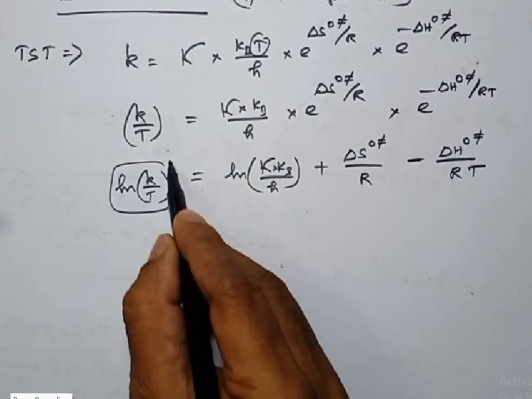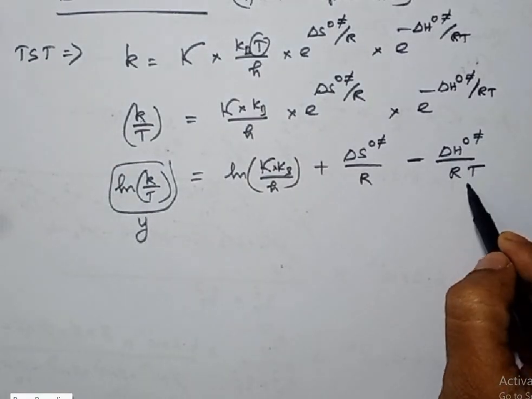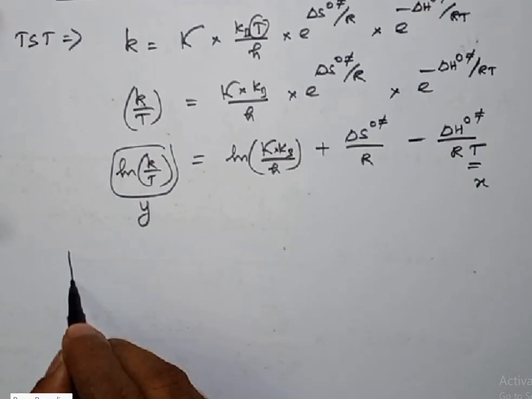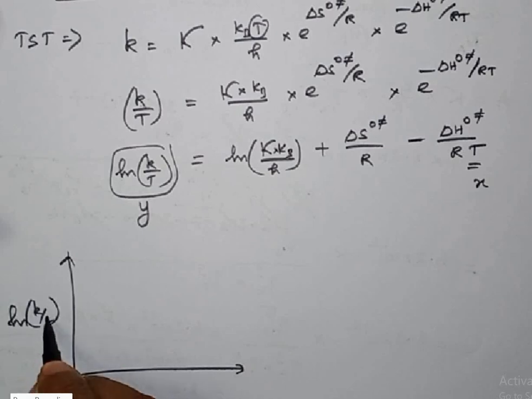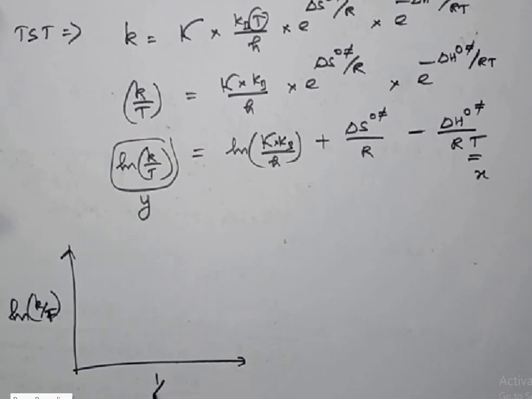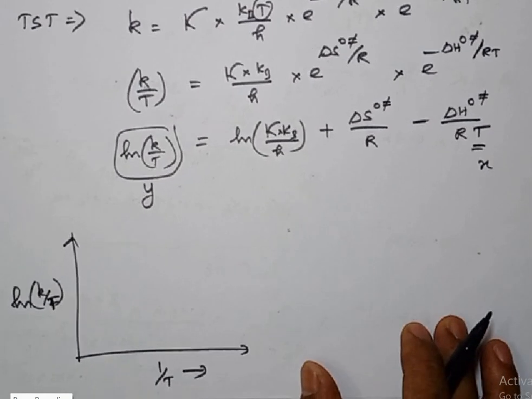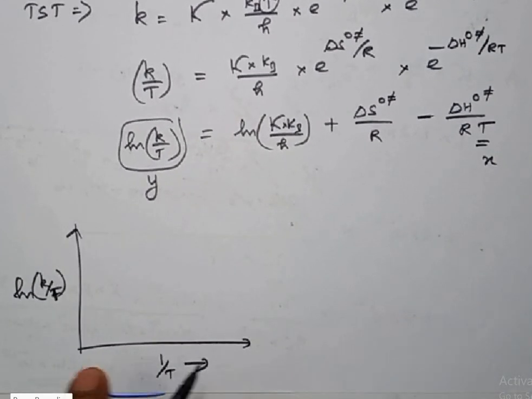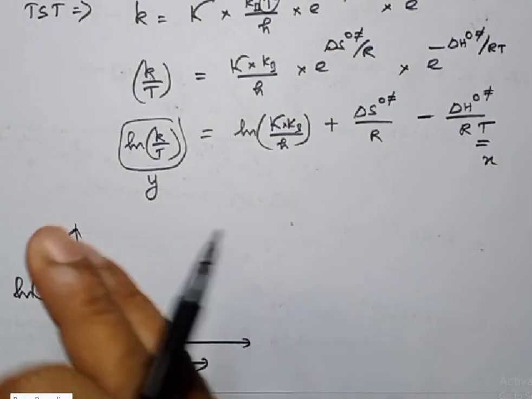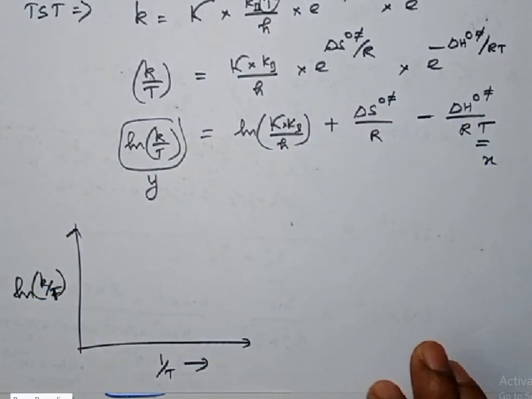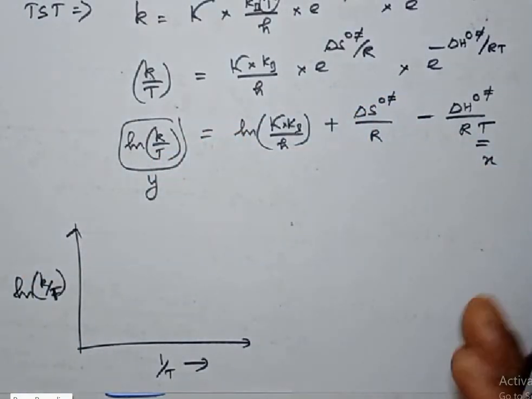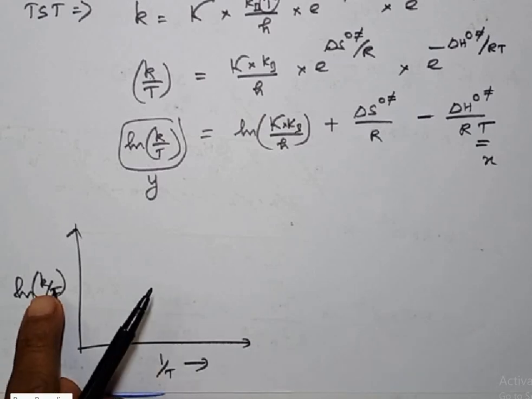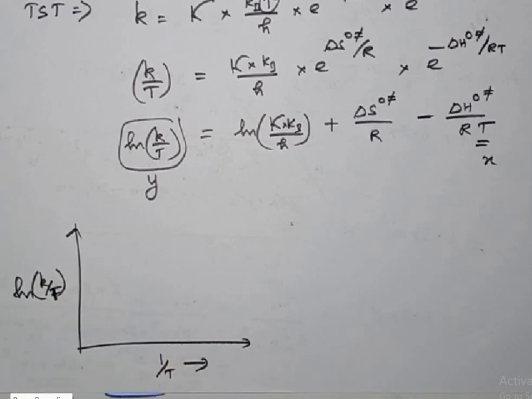If I plot ln k by T on the y-axis and 1 by temperature on the x-axis, observe carefully, this is very, very important. What you have to do is measure the rate constant at various temperatures. You take a particular reaction, measure the rate constant at different temperatures, find out the k by T value and the 1 by T value, and then plot ln k by T versus 1 by T.